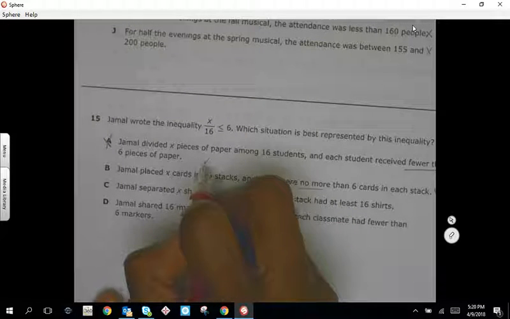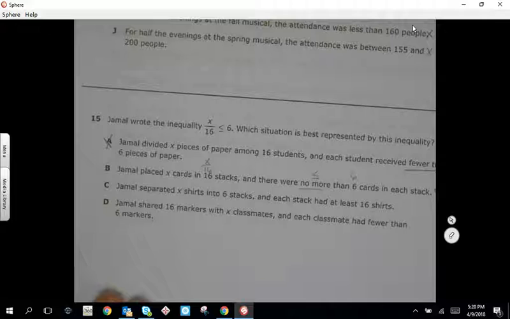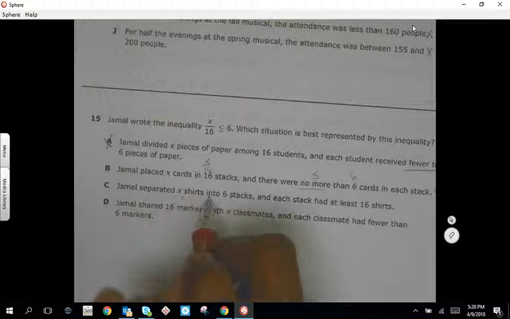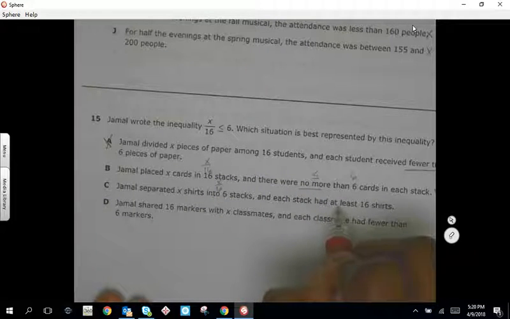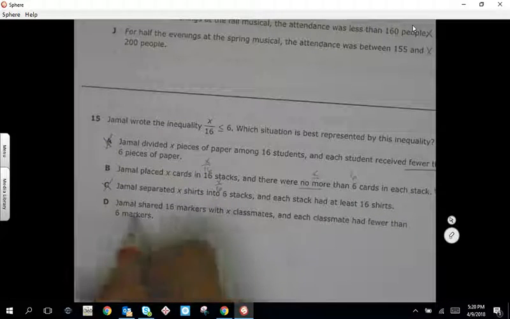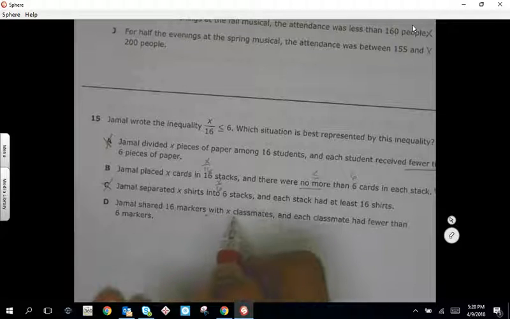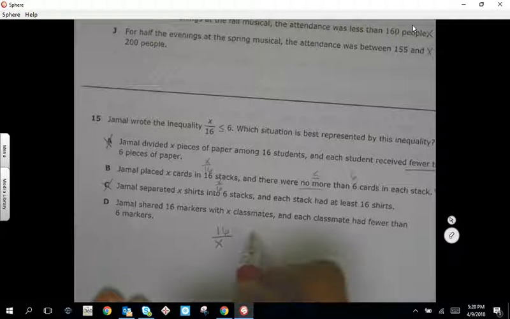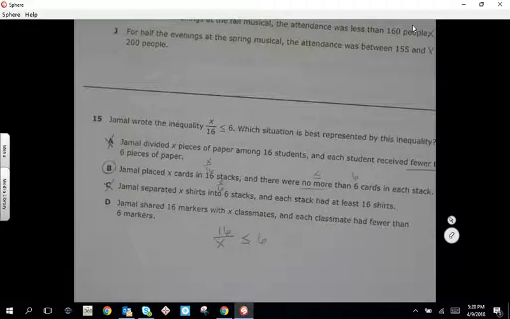So we got X divided by 16 is less than or equal to 6. That looks good. Jamal separated X shirts into six stacks. So that looks like this, and each stack had at least 16 shirts. So this one doesn't work. Jamal shared 16 markers with X classmates. So that is 16 divided by X. And each classmate had fewer than 6. So our answer should have been B. All right.